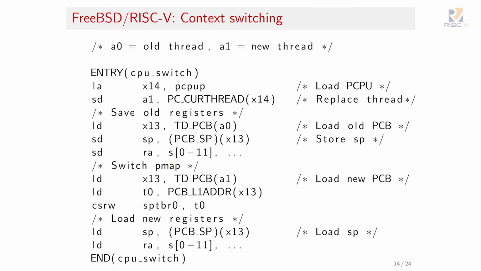Here's a simple example of how we do context switching. Context switching in FreeBSD is really, really easy. We just need to implement the machine-dependent function cpu_switch, which takes 2 arguments, the old thread and the new thread. We should store information of the new thread to the per-CPU object of the current core. We should store all registers to the old thread's program control block, switch pmap, switch the page table base register, and restore registers from the new thread. So it's very easy. I spent just a few hours on that.